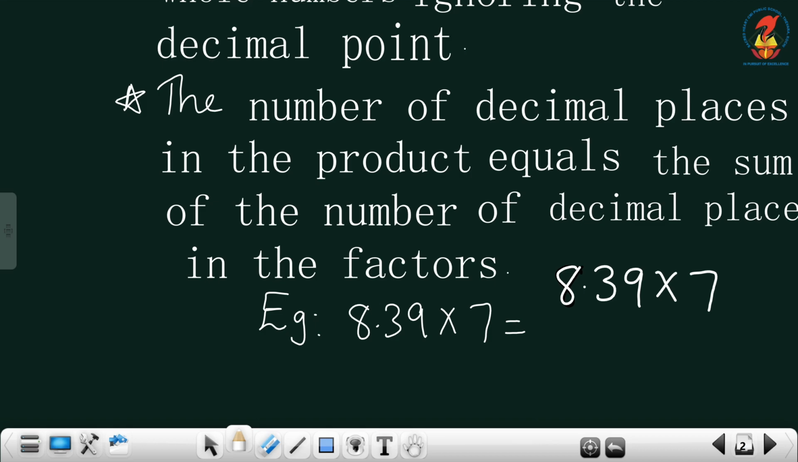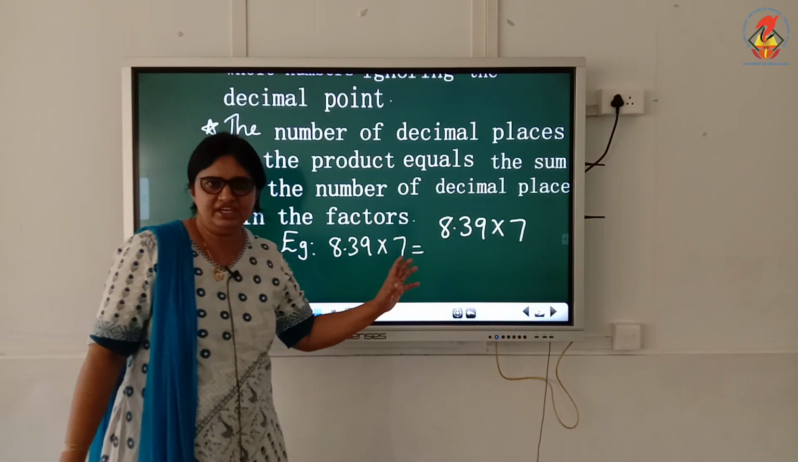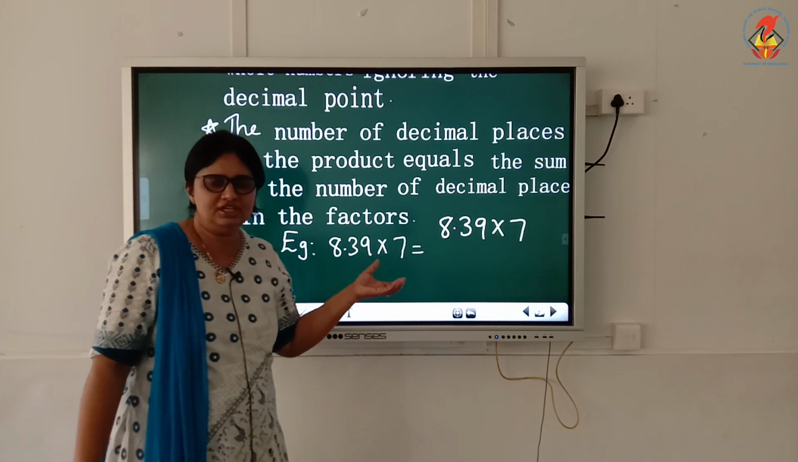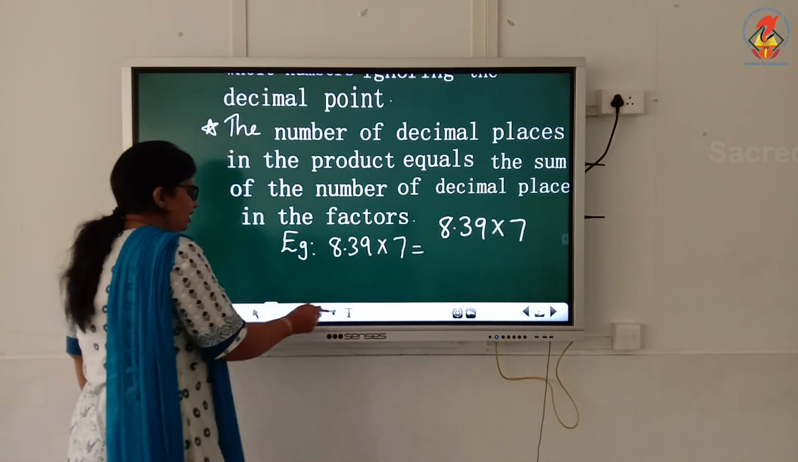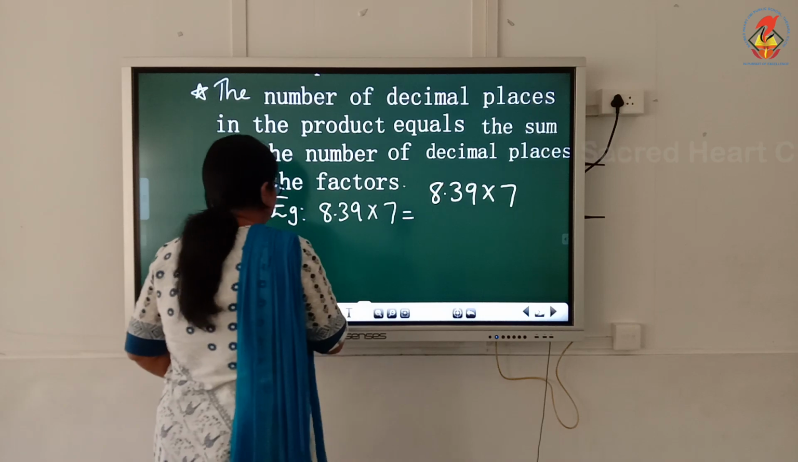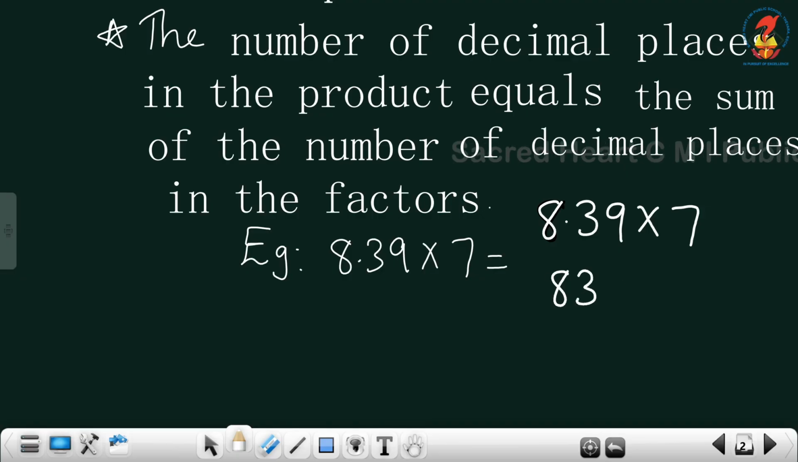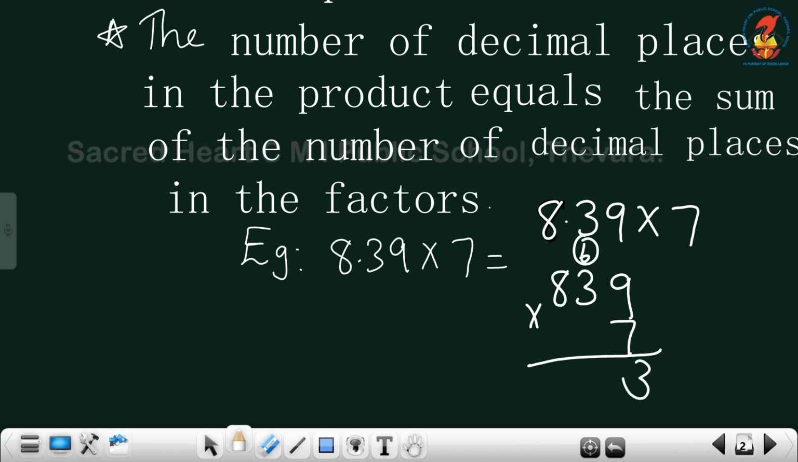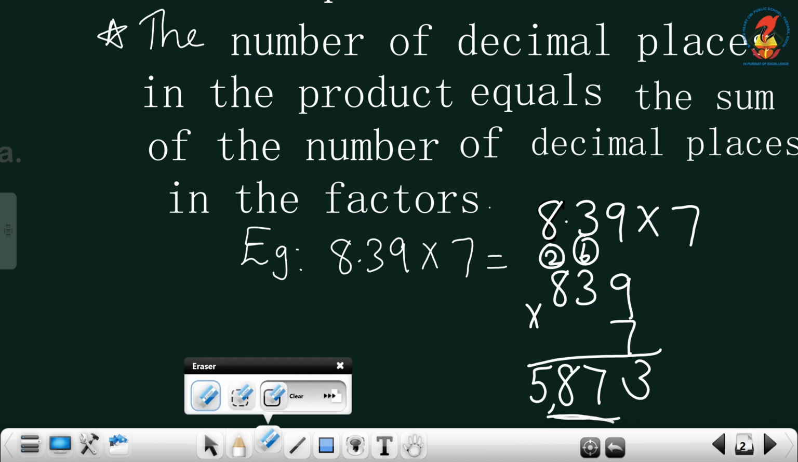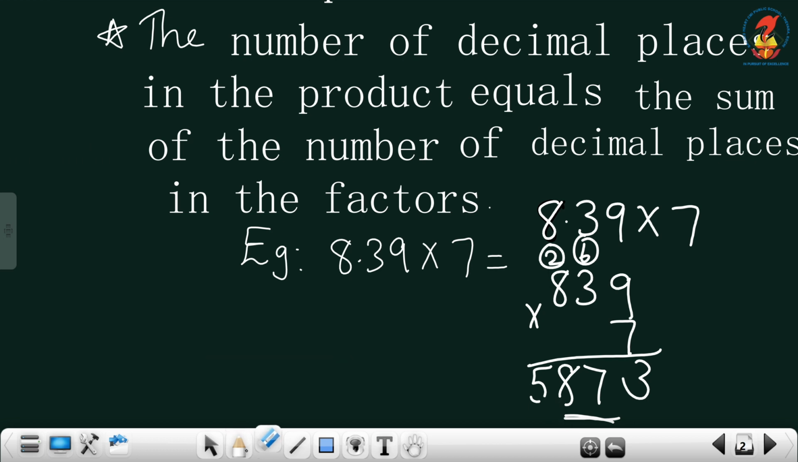What do we want to do? That I have told you, right? You need to ignore the decimal point. After that, you need to count it as a whole number, and you write it as a whole number. 839 into 7. 7 nines are 63 and 6. 3 sevens are 21 plus 6 is 27. 2. 8 sevens are 56. 56 plus 2 is what? 58. And the answer is what? 5873.